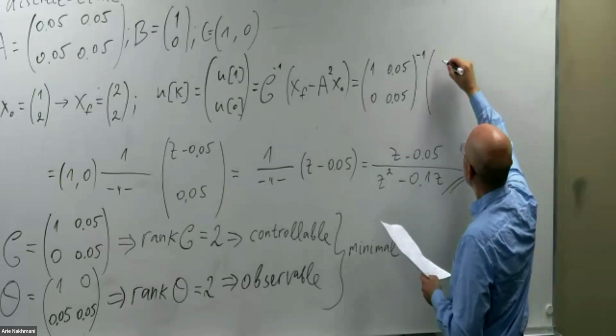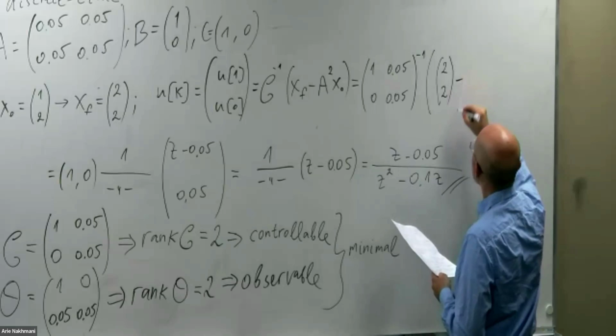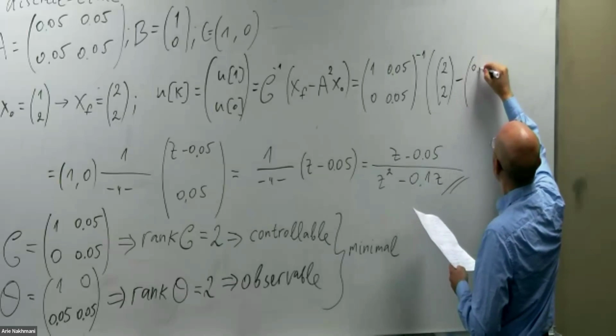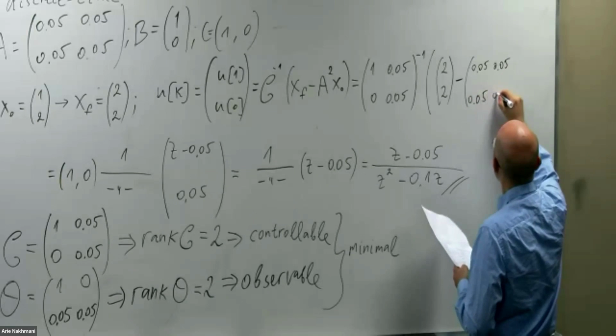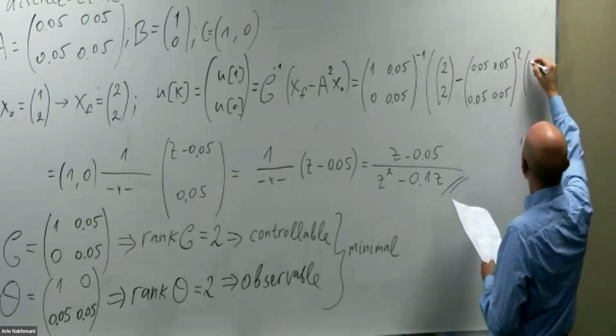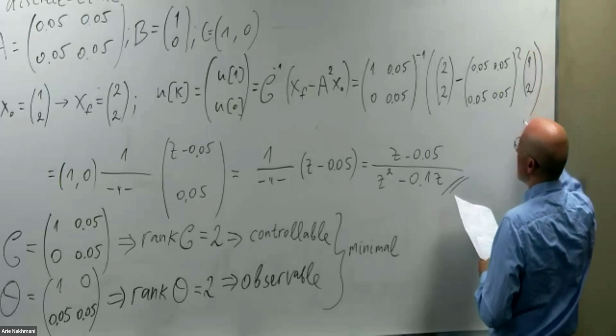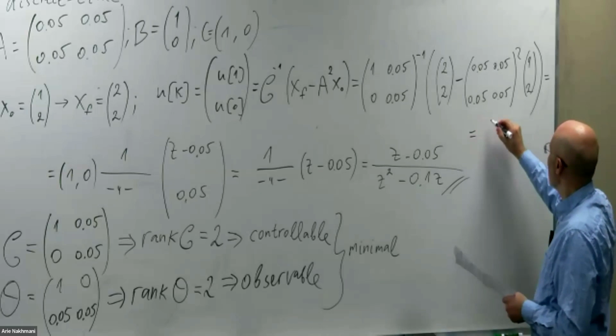Times, here you have the vector xf, which is 2, 2, minus 0.05, 0.05, matrix A squared, and 1, 2. Okay, so this is what you need to compute. It will not even go through the algebra, it's just numbers. Use MATLAB for that or whatever, by hand if you wish. The answer would be more interesting here.